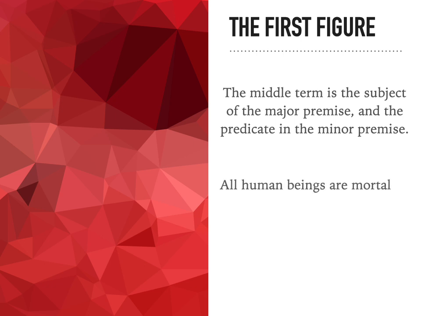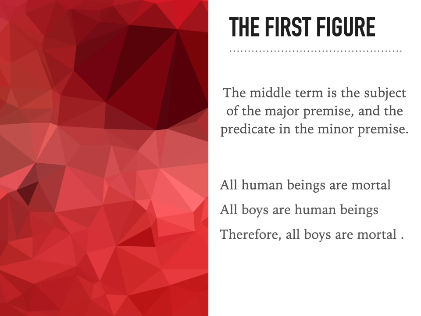So again, all human beings are mortal. All boys are human beings, therefore all boys are mortal. A good example of a first figure syllogism. Mortal, of course, is my major term. Boys would be the minor term. And human beings is now the middle term. First it appears as a subject, then it appears as a predicate. This is a sub-pri. It is a first figure or sub-pri syllogism.